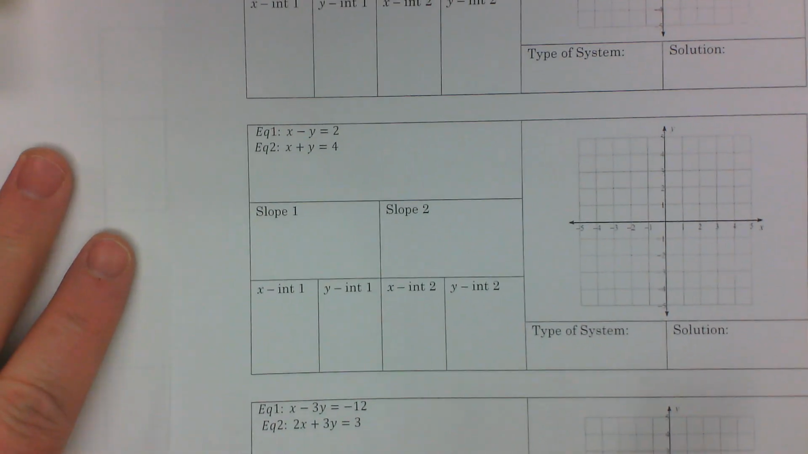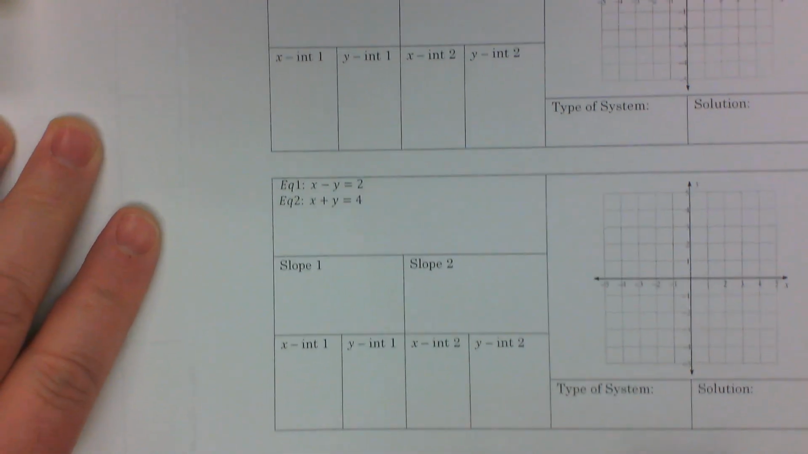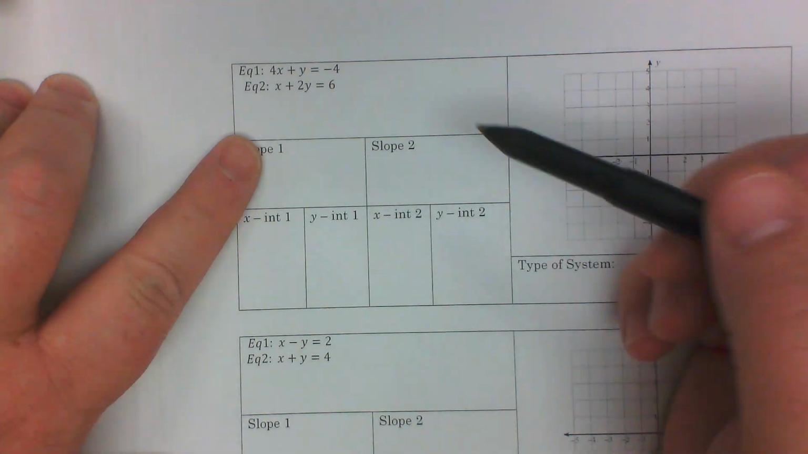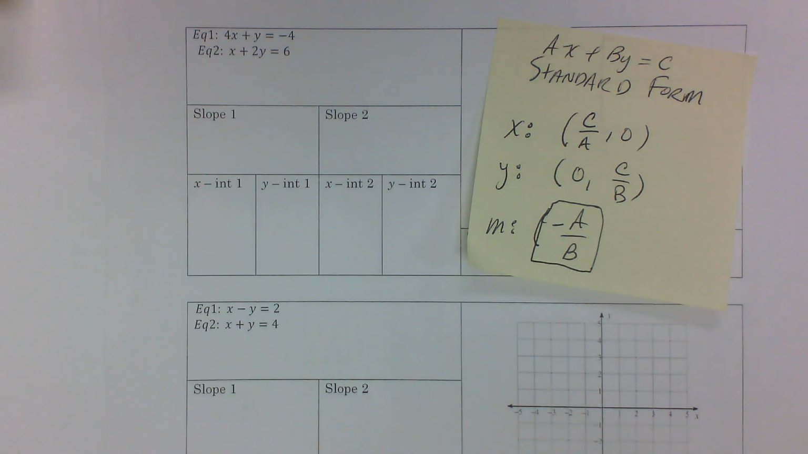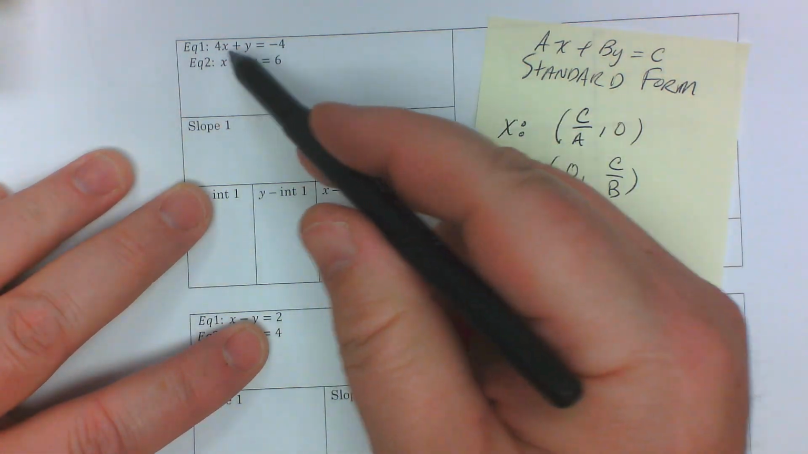All right, so let's go ahead and do this one. Yeah, why not? All right, so these are both in standard form, right? So here's our cheat sheet for standard form, right? Drop my ruler again, that's just crazy. So let's go ahead and figure this out. Let's do our slope first. Let's do our slope for the first one.